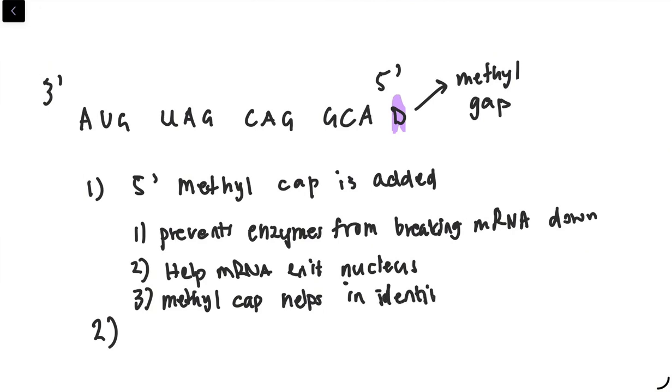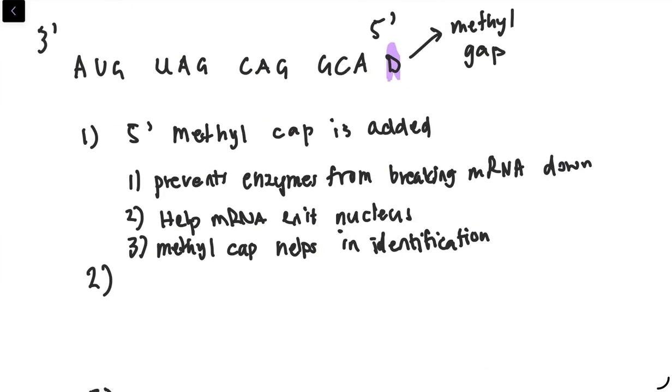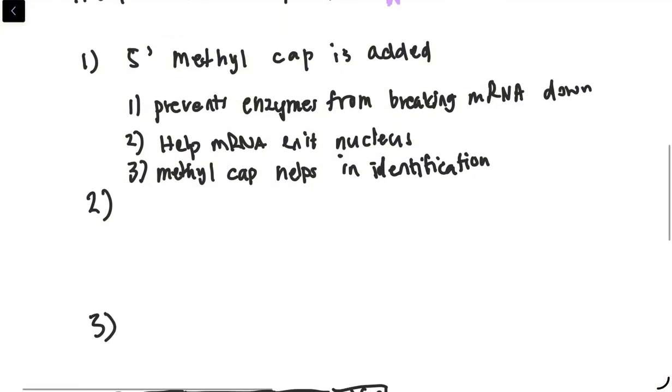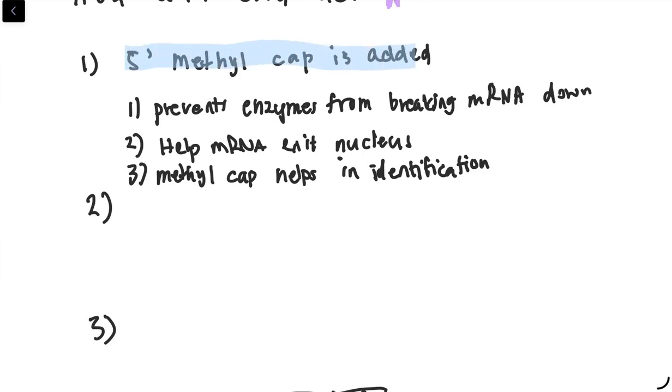So yeah, you can take a screenshot of these notes. So that is the first step. That's basically all you need to know. You don't need to know all 3 of these. I think one example, or one reason, should be fine. So that is the first step: the methyl cap is added to the 5-prime end.